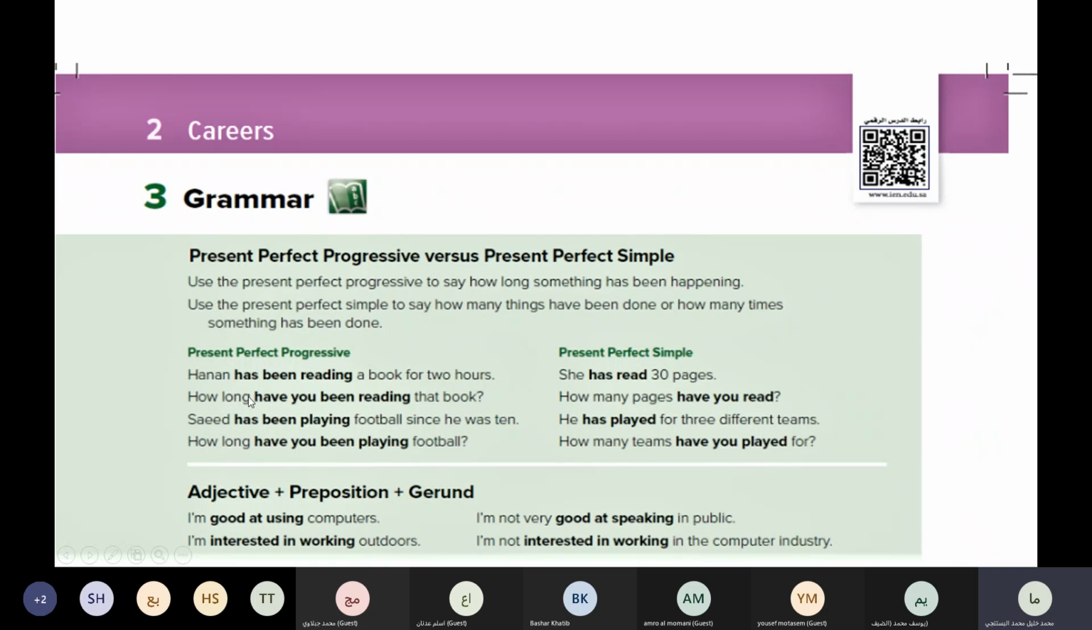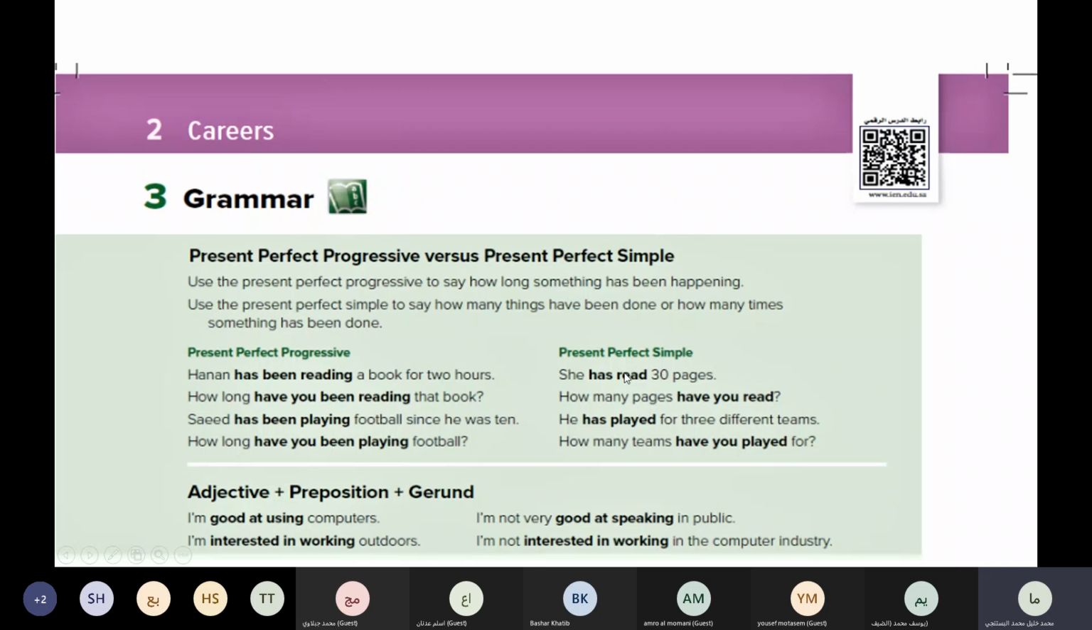Walid, read the question here. How long have you been reading that book? Yes, how long have you been reading that book? I have been reading that book for 2 hours, for 2 days. So here we focus on what, Walid? On time. But if you want to focus on the number of things done, we use the present perfect.